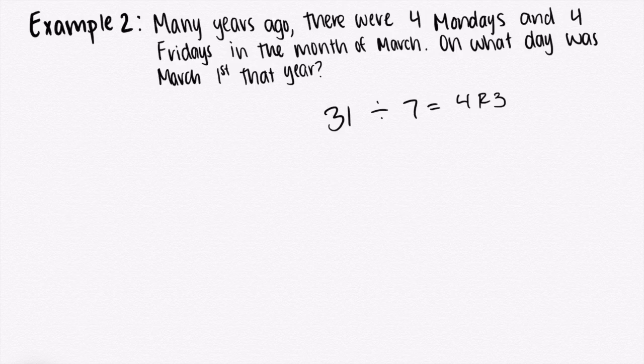And so that means that Tuesday, Wednesday, and Thursday are the days of the week that happen 5 times within the entire month. And since Tuesday comes before both Wednesday and Thursday, Tuesday must be the first day of that month. And so March 1st that year was a Tuesday.